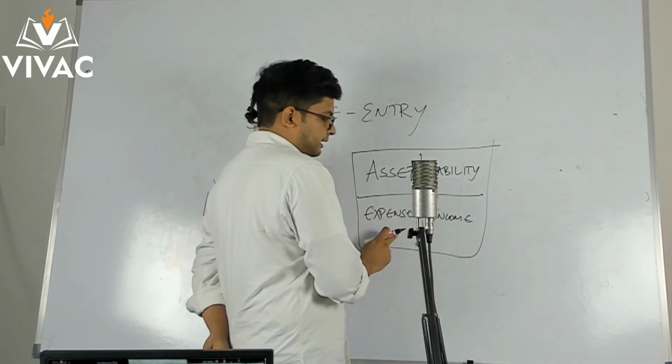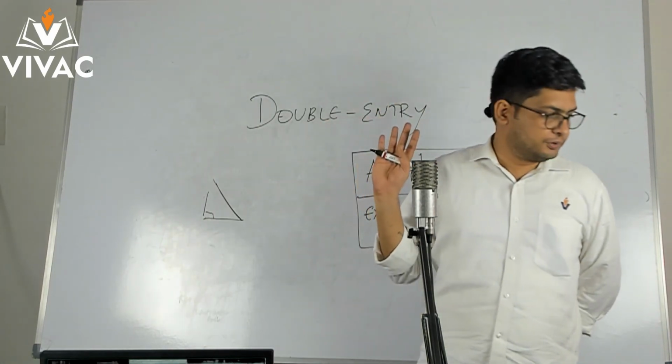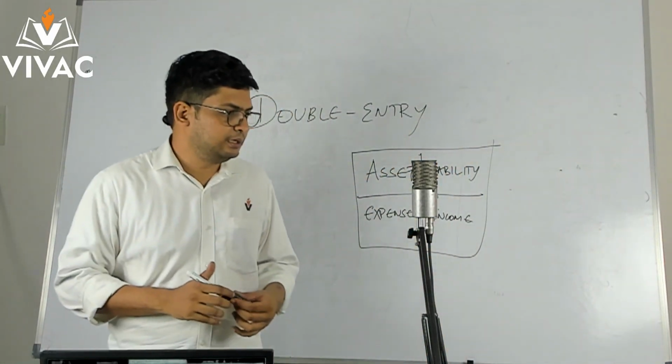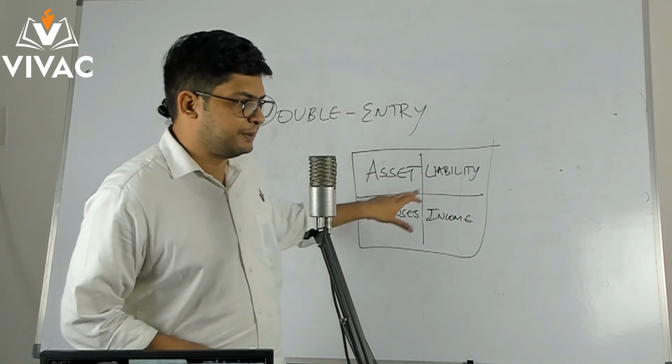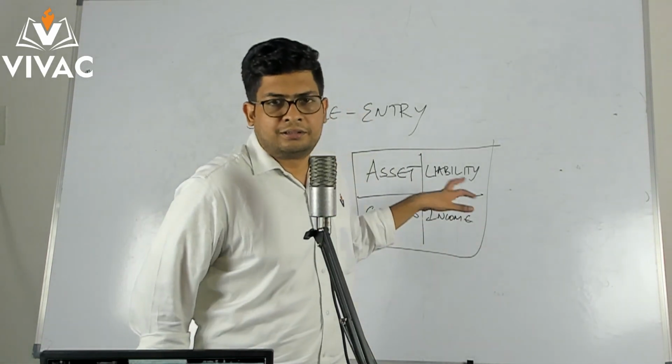Asset, liability, expenses, income. These four terms: asset, liability, expenses, and income. Okay, asset, liability, expenses, and income. Super. Now, someone tell me what is asset?